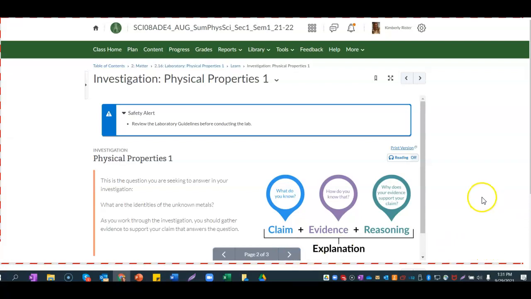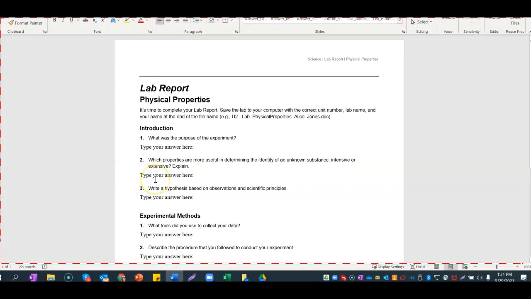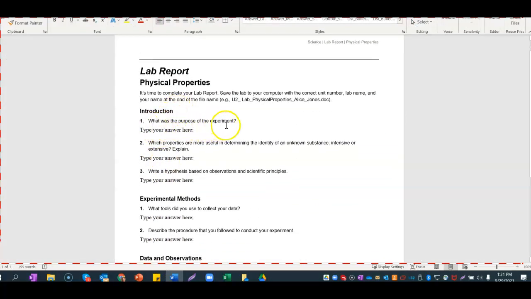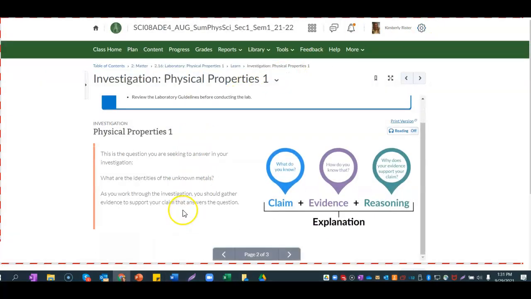All right, so as we get started in the investigation, we're seeking to answer this question. What are the identities of the unknown metals? So if we look in our lab report page, question 1, what's the purpose of the experiment? So we just saw that, and you could go ahead and fill in that answer. As you work through the investigation, you should gather evidence to support your claim that answers the question.